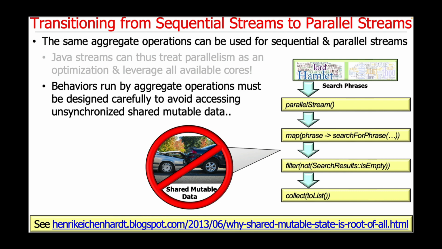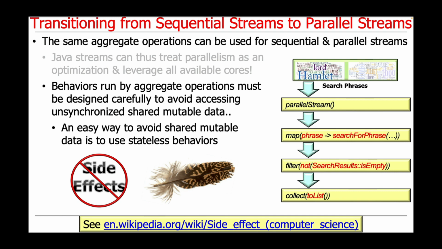Now, as we said before, be careful when you do this because you have to make sure that you're not accessing unsynchronized shared mutable state or shared mutable data. The easiest way to do that is to have stateless behaviors. If you can't do that, then you need to have something that requires synchronization, like a concurrent hash map or a concurrent linked queue or something along those lines. But as a usual rule of thumb, to be violated only when absolutely necessary, try to have side effect-free stateless behaviors passed as the parameters to these intermediate operations.